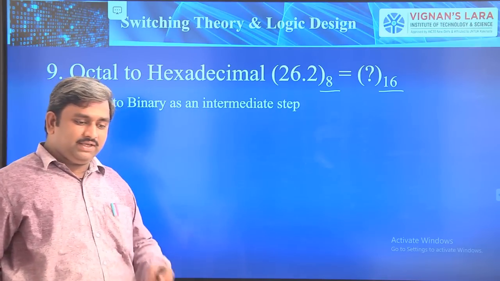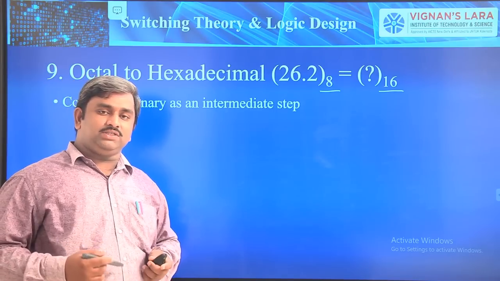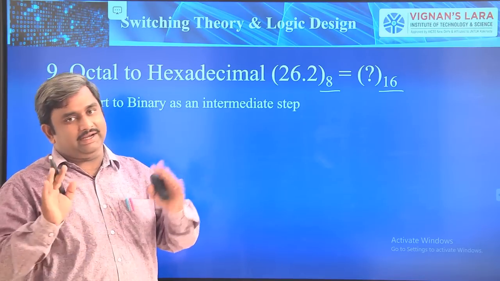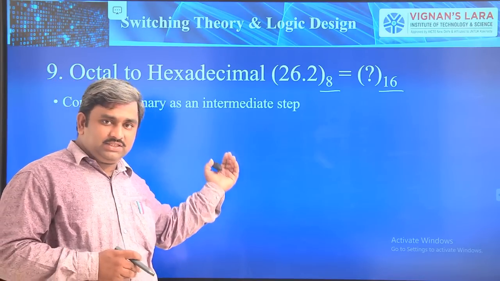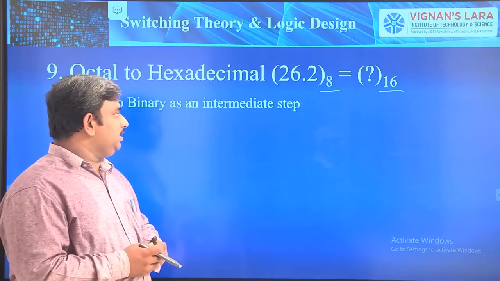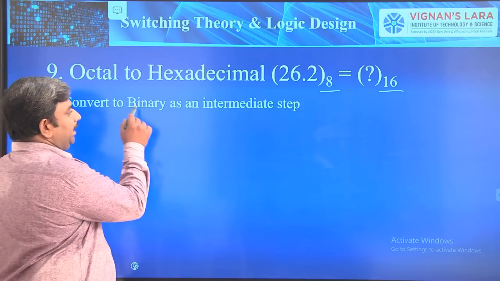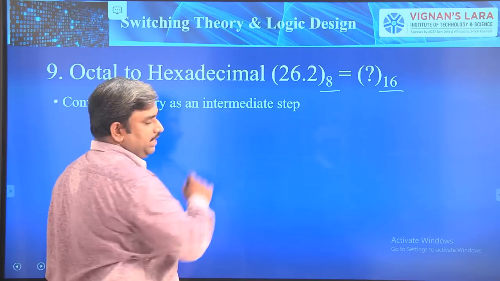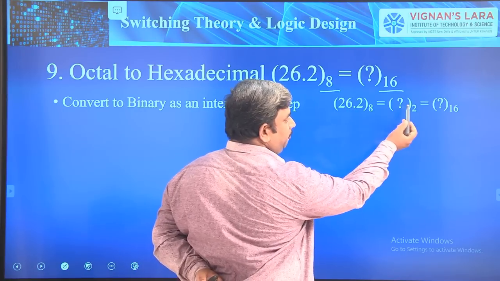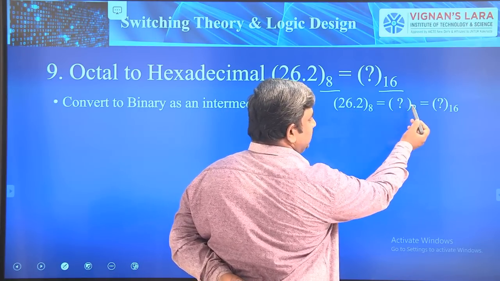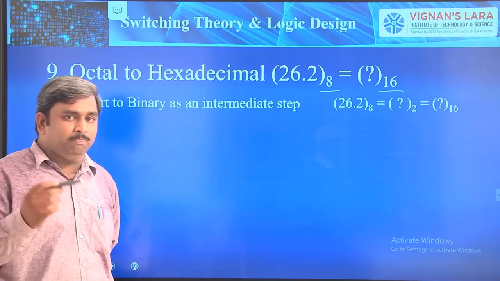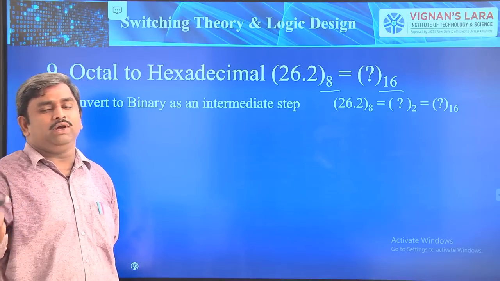In the previous classes we converted from one number system to another number system directly. But in this conversion technique we are using an intermediate step to convert this number. That is, to convert octal to hexadecimal we have to use an intermediate step: base 8 to base 2, base 2 to base 16. From the octal number system to the binary number system to the hexadecimal number system.